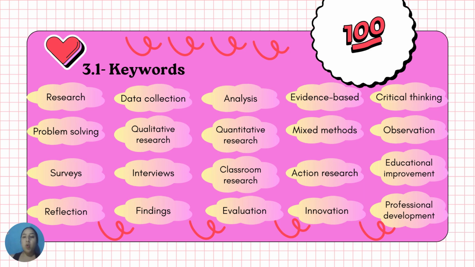Research can be qualitative, quantitative, or mixed methods. For example, qualitative research focuses on observation and experiences, while quantitative research uses numerical data and statistics.